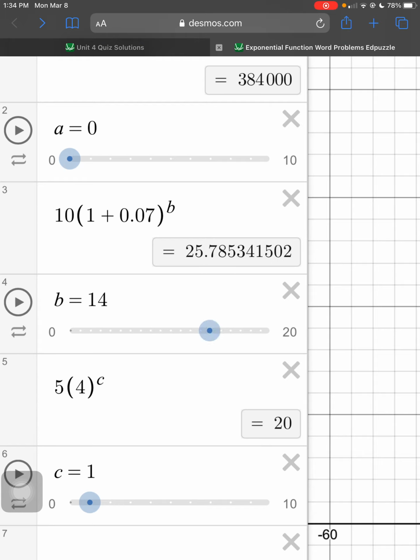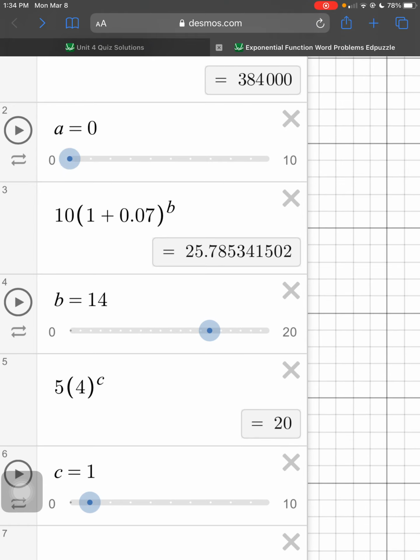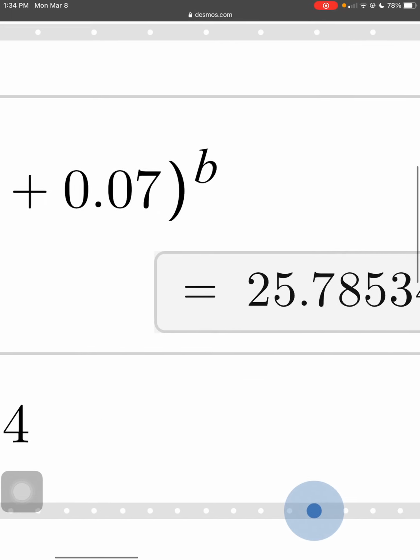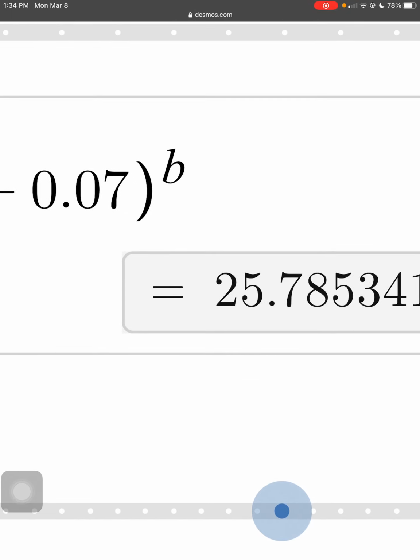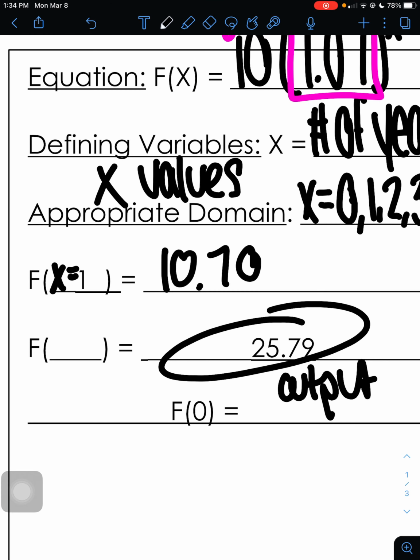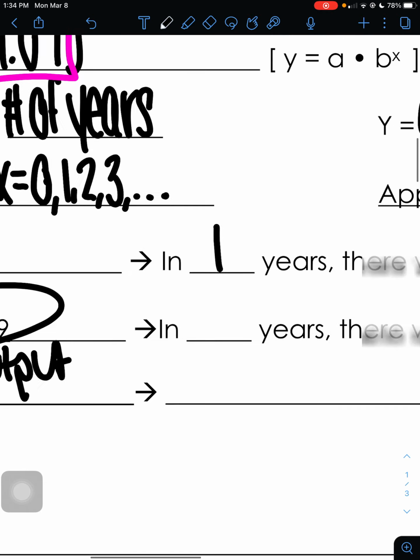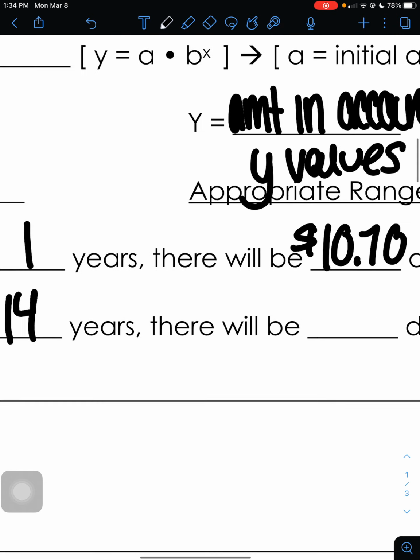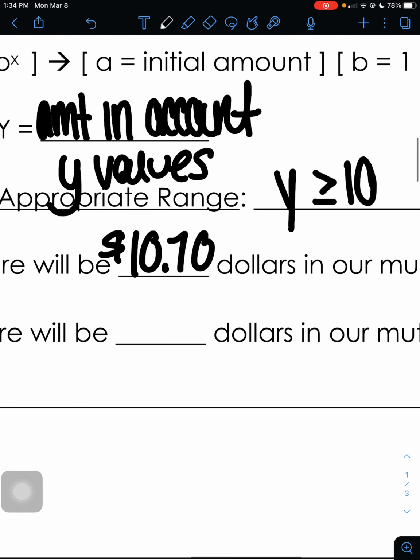And I see that right here. 25.78. If I were to round that up, I would get 25.79. And I am supposed to round it up because I'm looking at that 5 right there. Remember, 5 or more raise the score. So this is telling me that after 14 years, we're going to have those $25.79. So in 14 years, there'll be $25.79 in our account.